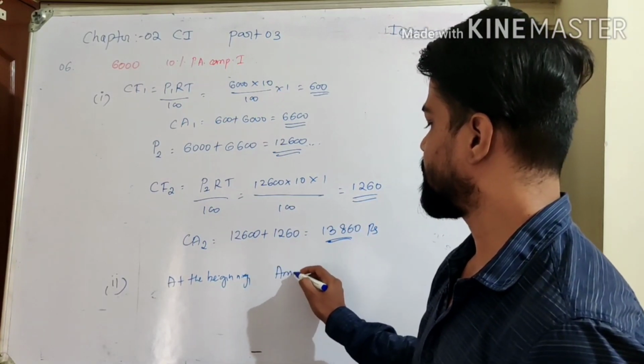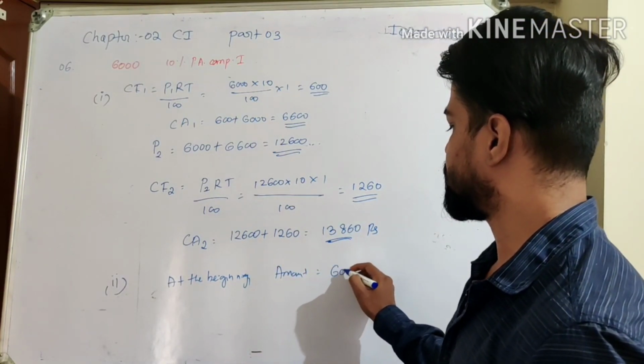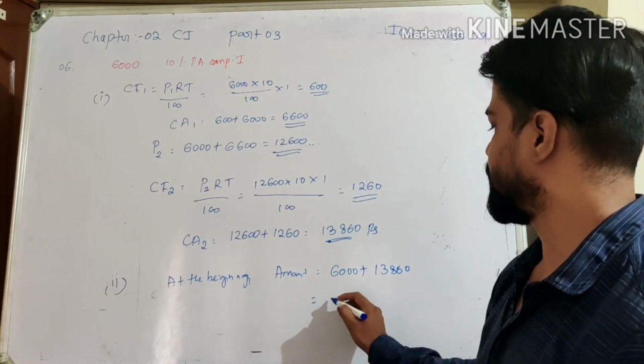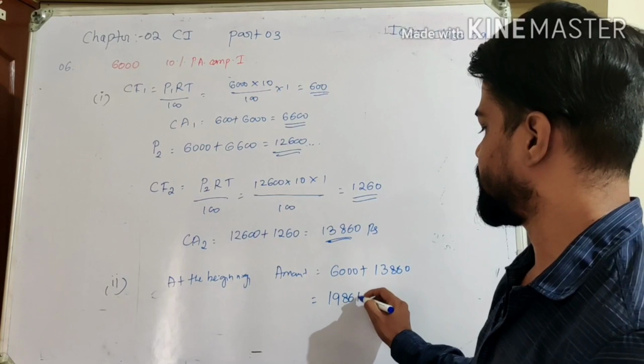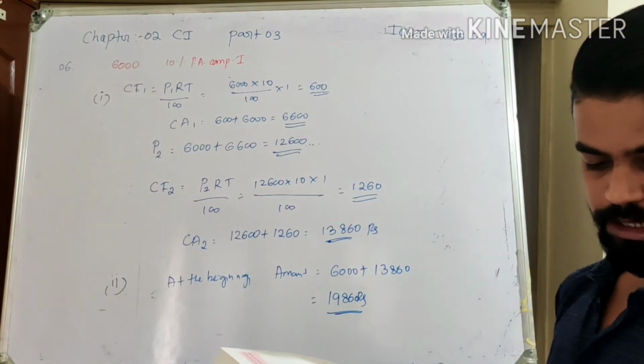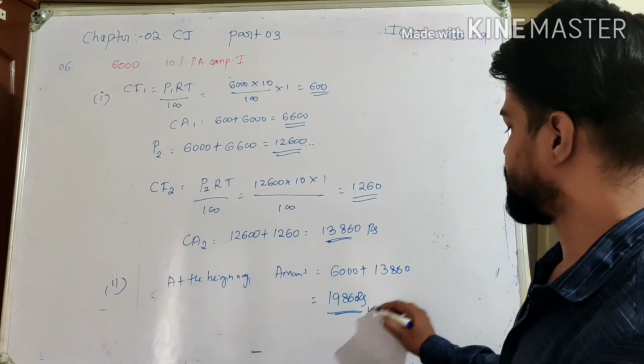Amount will be, she is investing one more 6,000, no? 6,000 plus 13,860, which is going to be 19,860 rupees. That will be the amount she has at the end, at the beginning of the third year. That is the answer.